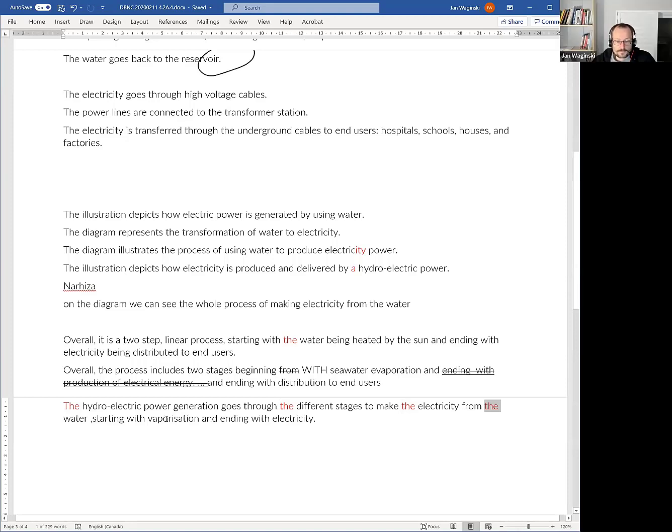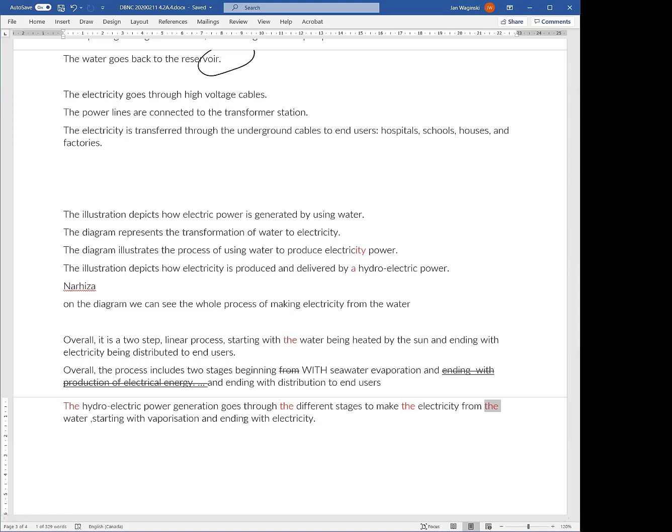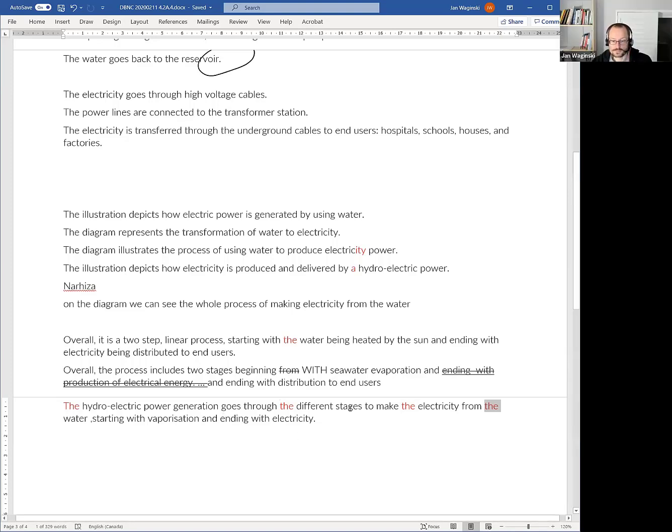Vaporization. Not really vaporization. Vaporize is like, that's from a cartoon when, you know, the bad guy uses a laser cannon to vaporize a planet. Evaporation? Yes, evaporation is the word you want. Starting with evaporation, whoops, and ending with electricity. Nope, that's not the end.